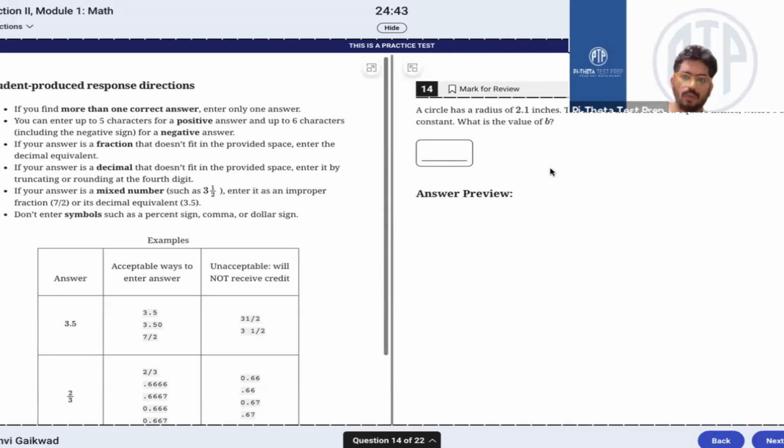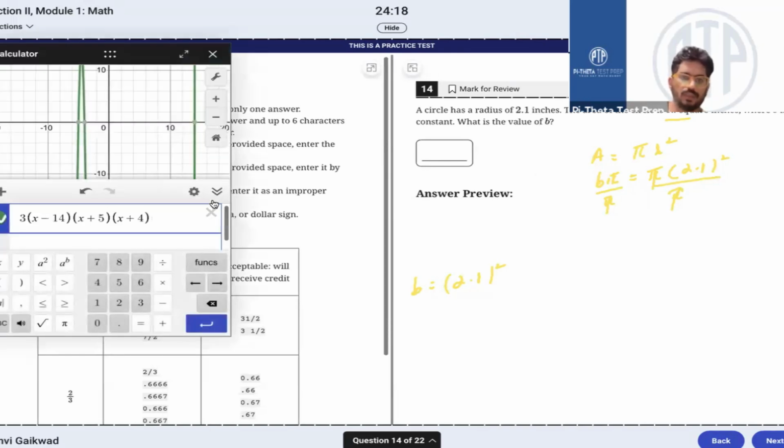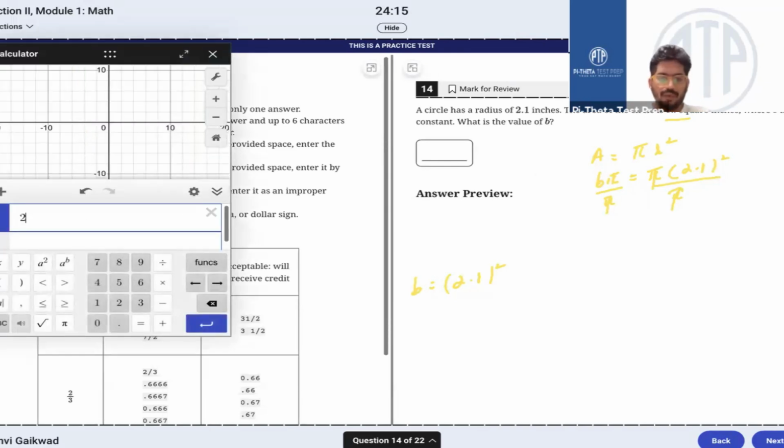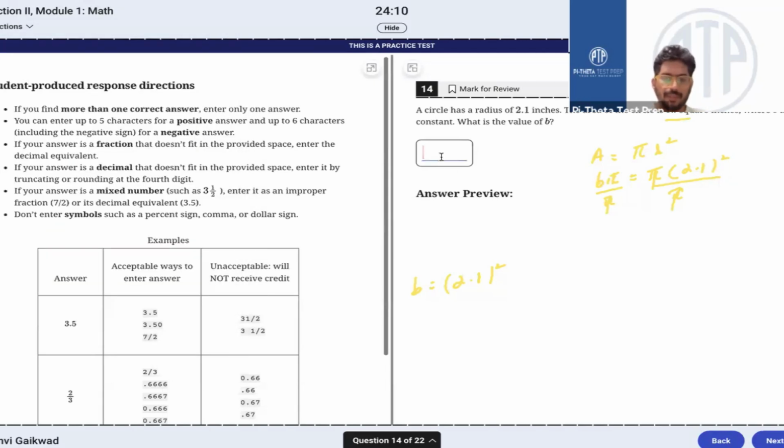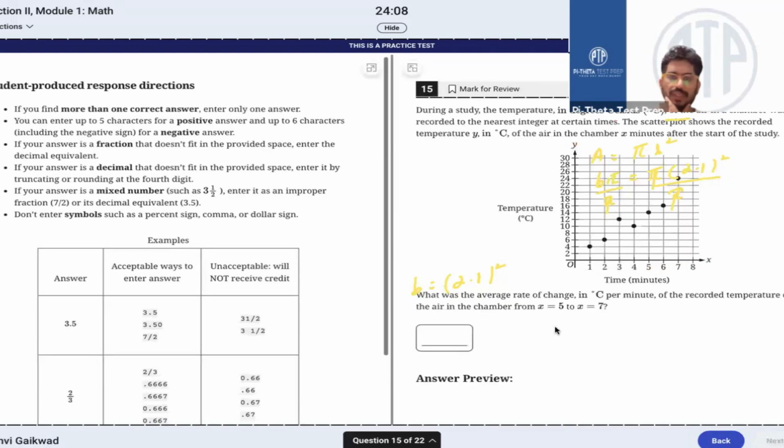Okay, so the circle has a radius of 2.1 inches. We know the area of a circle is nothing but pi r square, but the area is given as b pi, right? And the radius is given as 2.1, so 2.1 square. We can just divide by pi on both sides, so pi gets cancelled, right? So our b is nothing but 2.1 whole square. Just go to the calculator, you can use our GDC calculator or Desmos calculator, and just write 2.1 whole square, you will get 4.41, right?